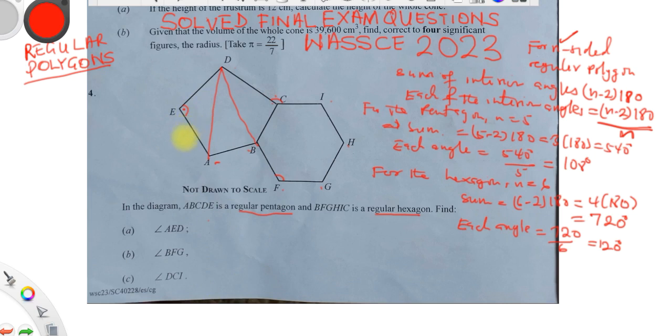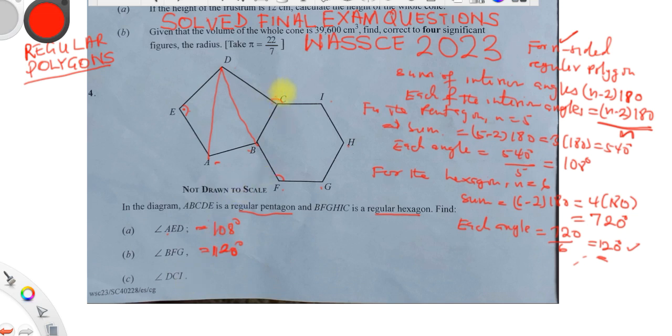Okay. So we know that each of the interior angles of the pentagon is 108 degrees. This angle AED is equal to 108 degrees. And angle BFG is one of the interior angles of the hexagon, and each of the interior angles is 120 degrees. So this angle is also 120 degrees. Guys, this is very interesting, very simple. But if you don't have understanding, you will not even realize that this question is very simple.